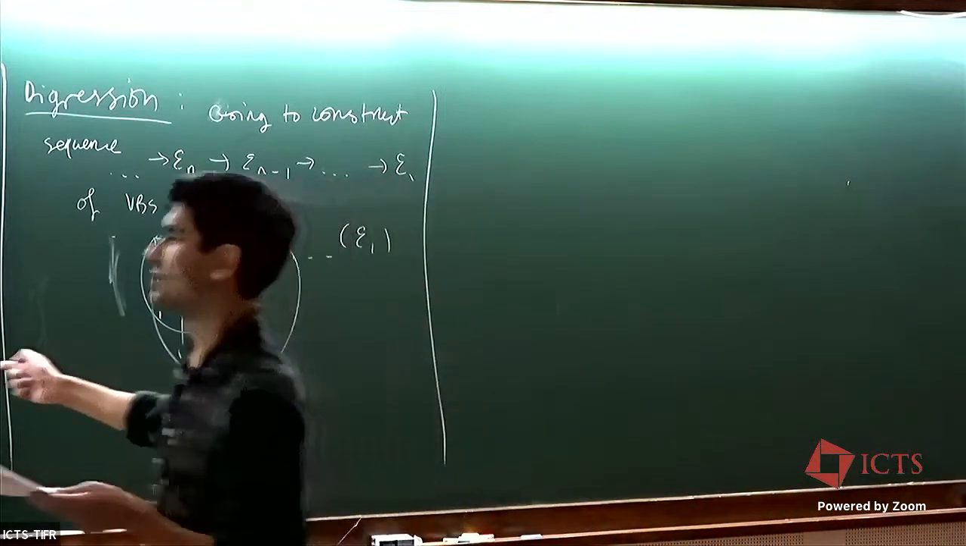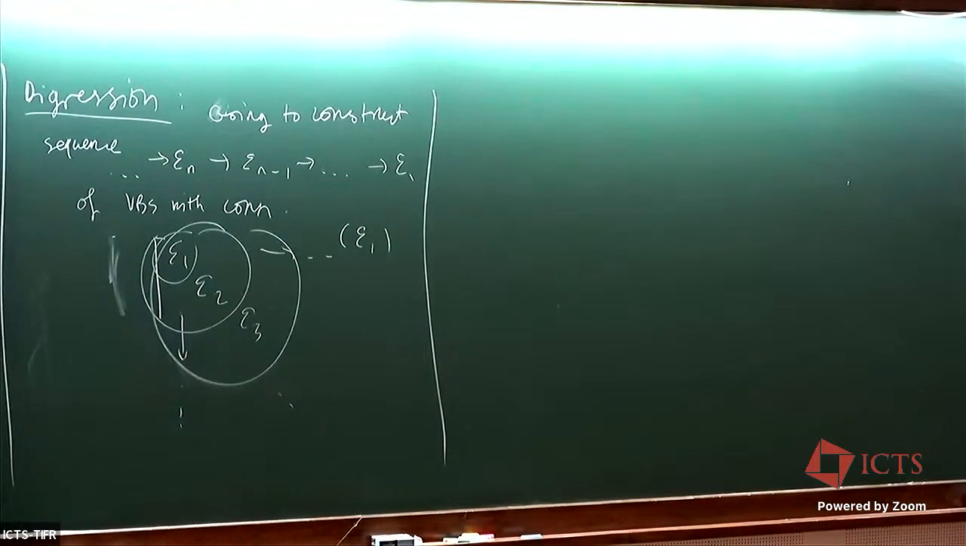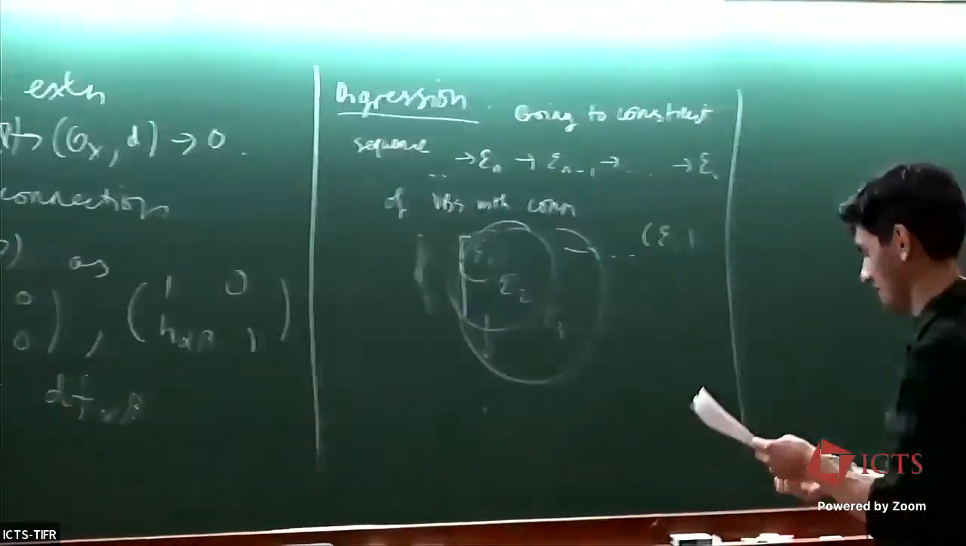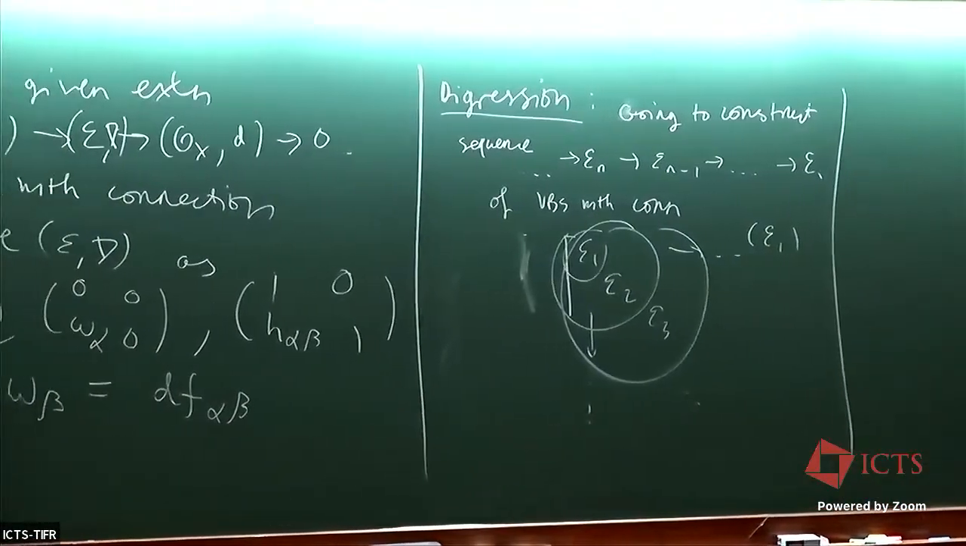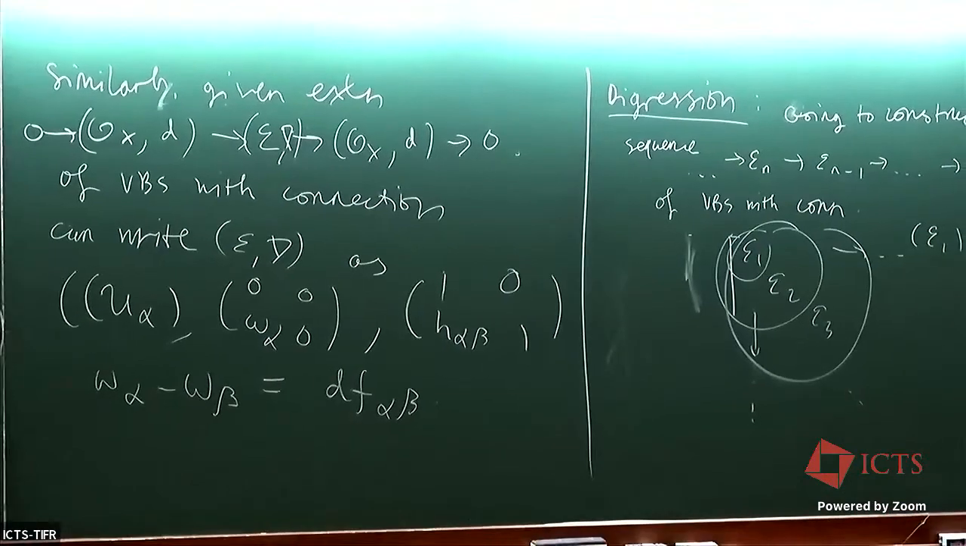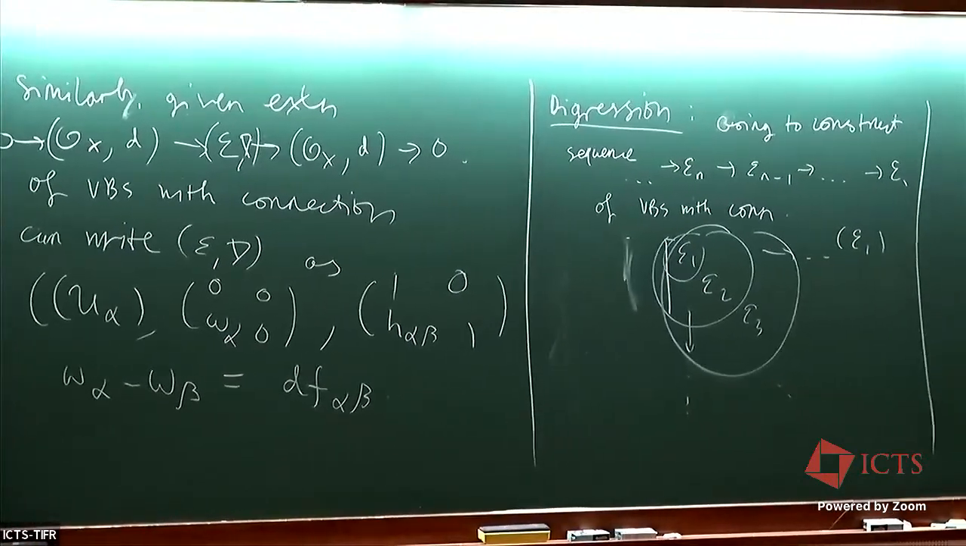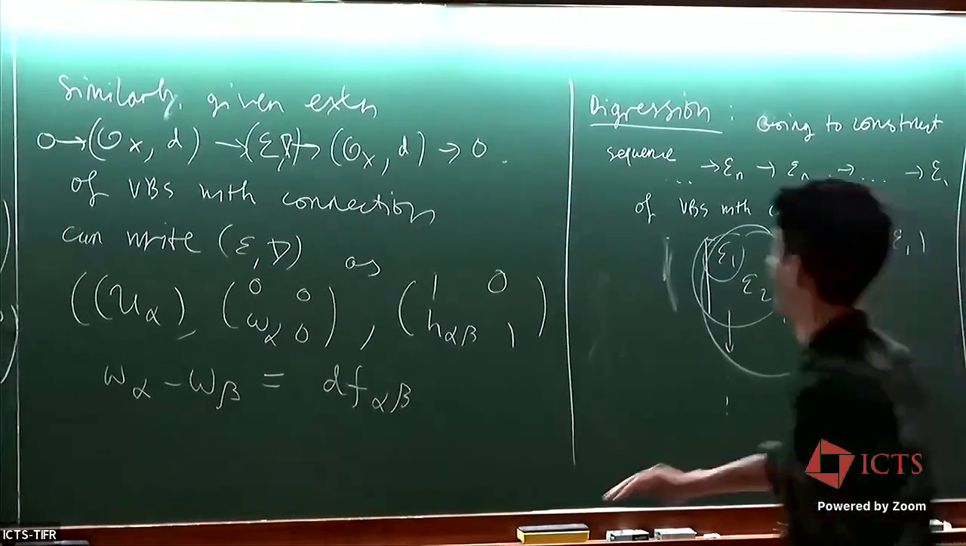Okay, so maybe let's just note, what does this identity simplify to in this case? So in this case, this identity simplifies to the fact that omega alpha minus omega beta is equal to d f alpha beta when we restrict to U alpha intersect U beta.